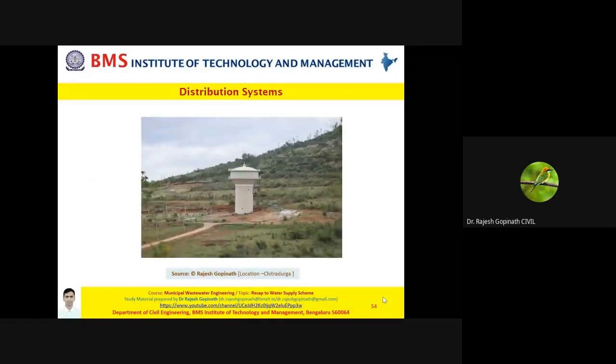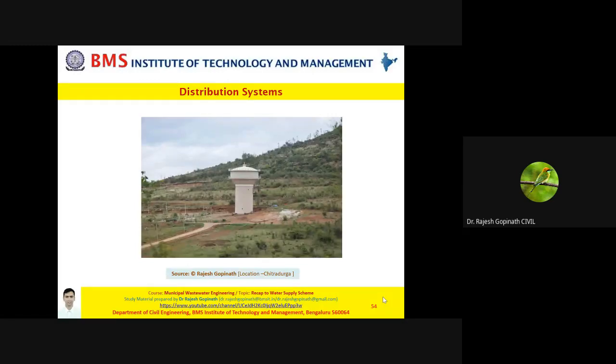Then, my dear friends, once all these treatments are done, preliminary, primary, secondary, miscellaneous, the next step is to transport the treated water from your treatment plant to the consumer. So the distribution system plays a very important role, wherein you've got reservoirs. As you can see, this is an overhead tank or elevated reservoir in Chitradurga. As you have learned, you can have elevated reservoirs, you can have a standpipe, you can have a ground level reservoir.